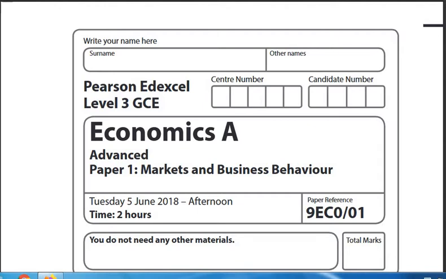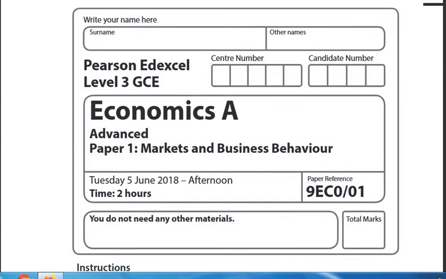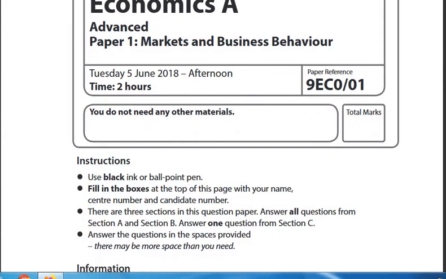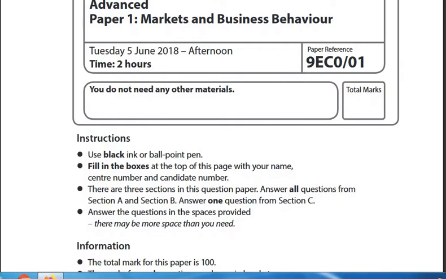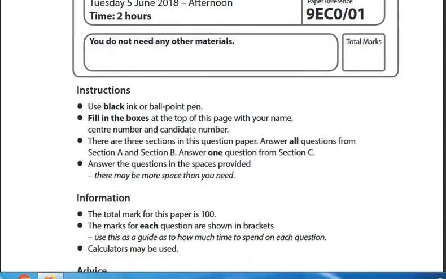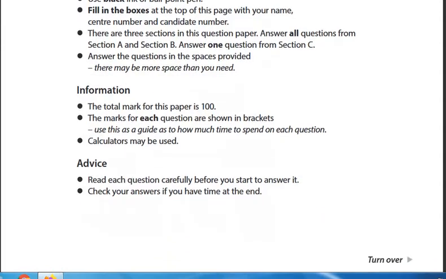First thing to clock is the time. It's quite a long paper. All the papers are 2 hours long, half an hour longer than AS level. There are 100 marks available. So I think the idea is that you're supposed to spend 20 minutes reading, and then from then on it's a mark a minute essentially. So timing is pretty important.